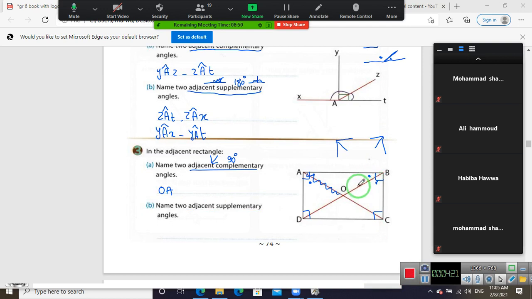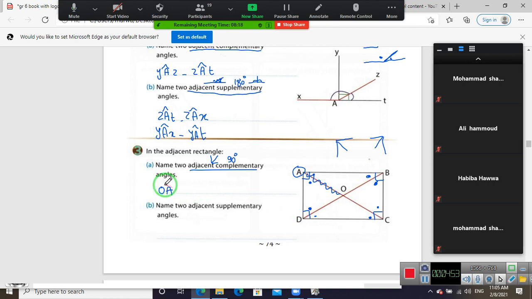OBC, yes Hadi, two adjacent complementary angles. OBC with who? OBA. This one and this one. Did you look at OBC and OBA? Also we have OCB and OCD. Also I have ODC and ODA.